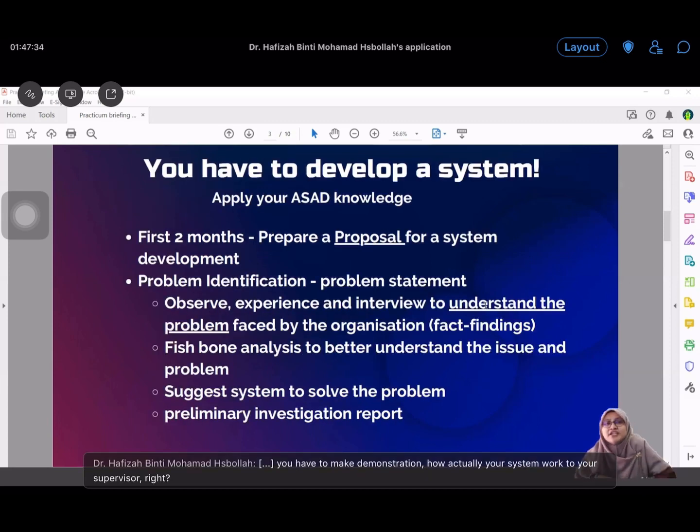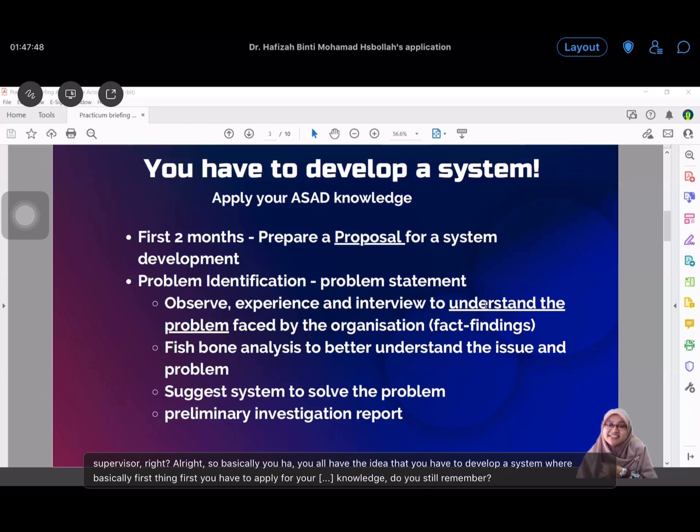So you all have the idea that you have to develop a system, where first you have to apply your ASAD knowledge. Do you still remember what you have learned in ASAD class, guys?